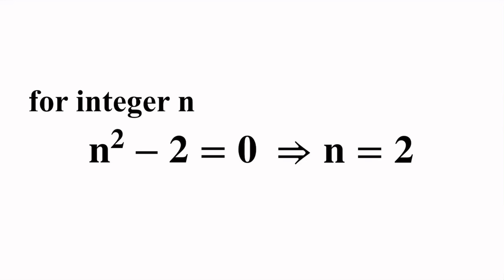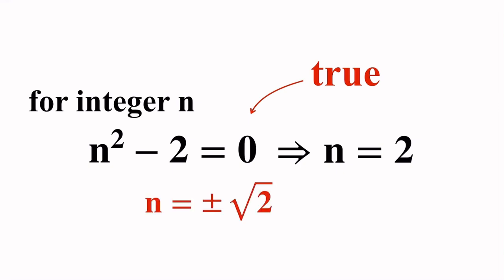If n is an integer and n squared minus 2 equals 0, then n equals 2. This statement is actually true. At first glance, this looks false, right? Because if n squared minus 2 equals 0, then n equals the square root of 2, not 2. So how can this statement be true?